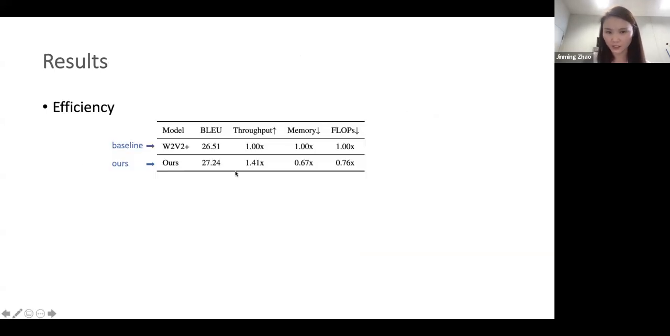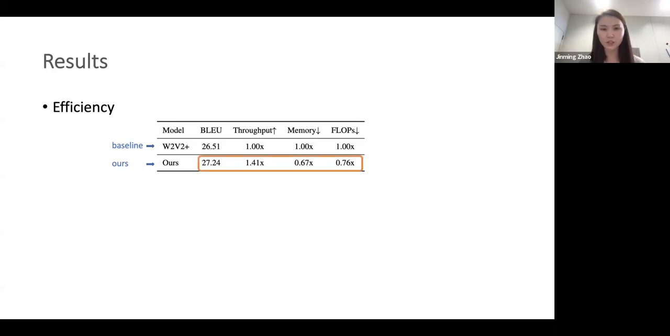This table shows the efficiency in various metrics. For throughput, the higher the better. For memory, the lower the better. And for FLOPs, the lower the better. I would like to mention that the only difference between the baseline system and our system is that the baseline system has a CNN-based length adapter on the top of wav2vec2, whereas our system has integrated RedApt inside wav2vec2. Both of the systems compress the sequence by the same ratio.